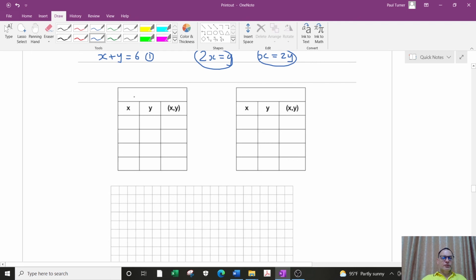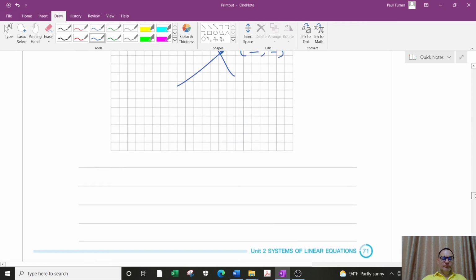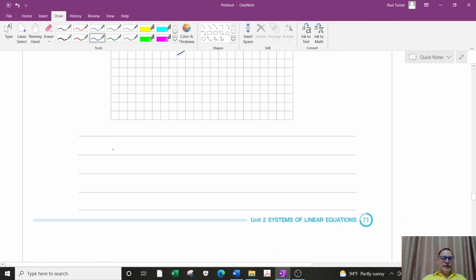So then draw your two graphs. So x plus y equals 6 and y equals 2x. And then draw your two graphs. And then look at where you find your intersection point, and that will be your solution to the question. And then you can write that solution down here.